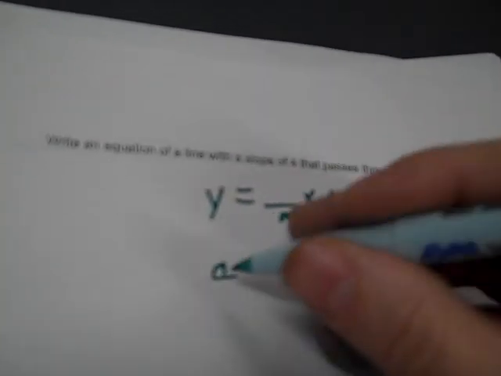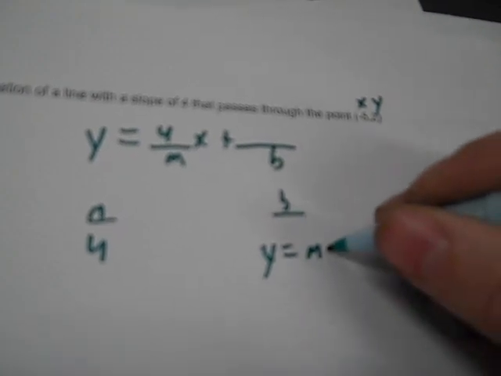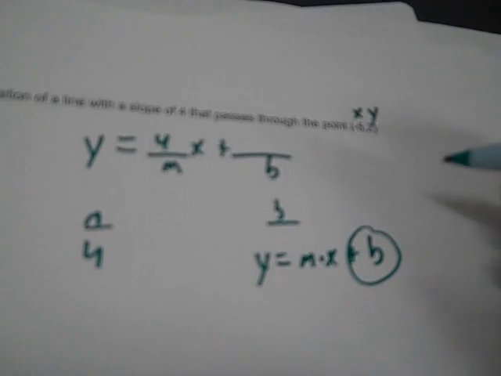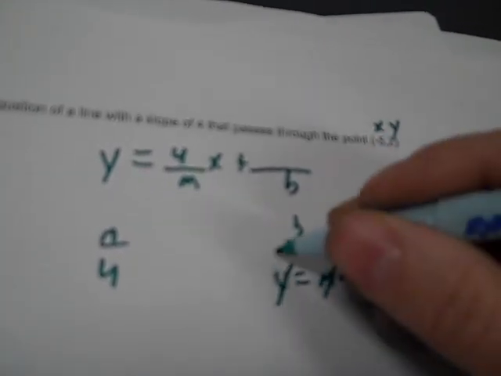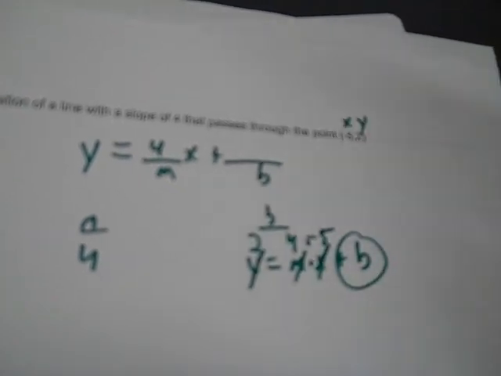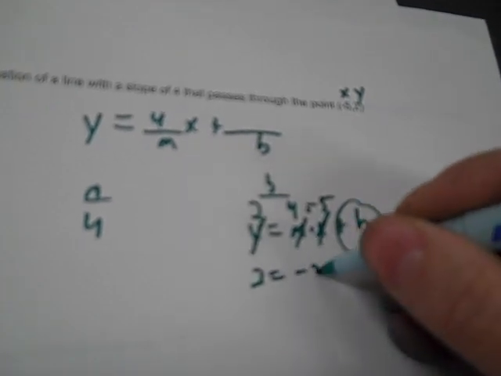So my slope's easy, that's 4. So we stick a 4 here. y equals m times x plus b, mx plus b. And we got to solve for the b here. So the y, m, and x, well, y is 2, m is 4, and then x is negative 5. So I do the operation there, it's negative 20.